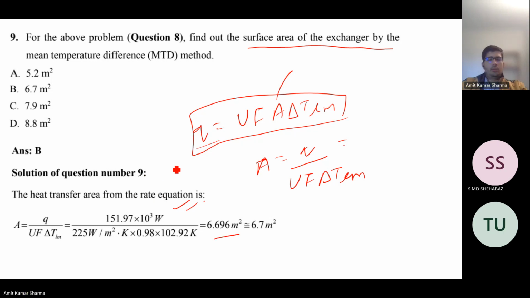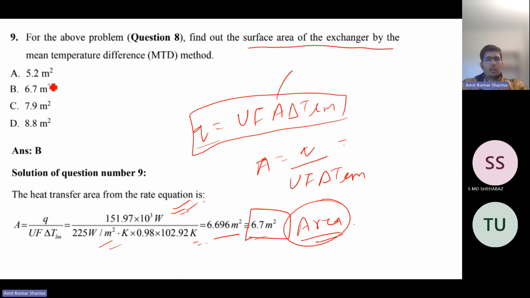Always remember units. These are very important. You should try to handle the units with care. The area will be 6.7 meter square. So for the above problem, we have found out the area is 6.7 meter square.